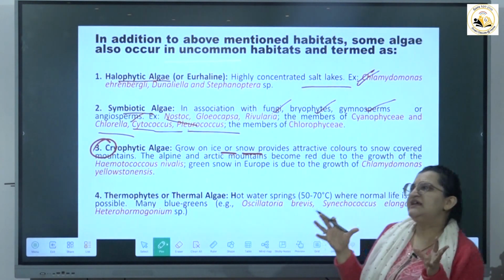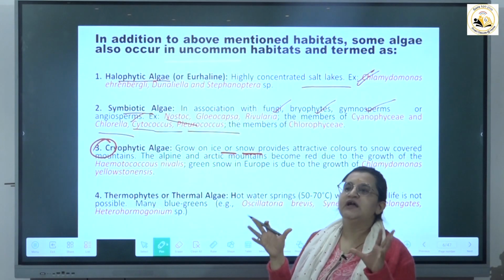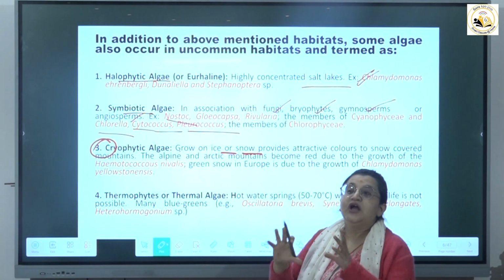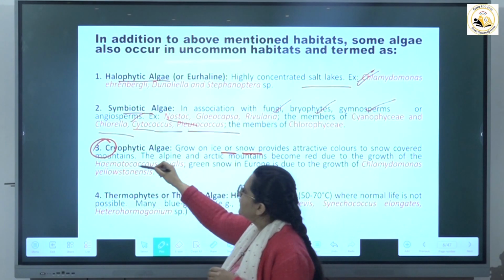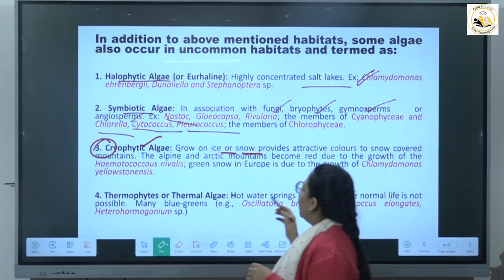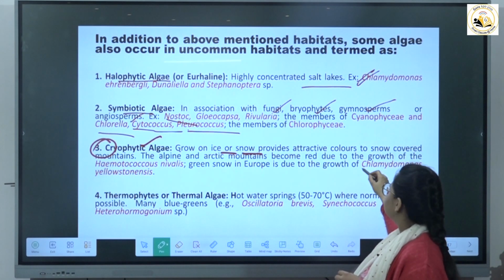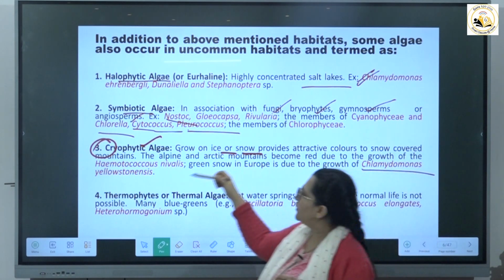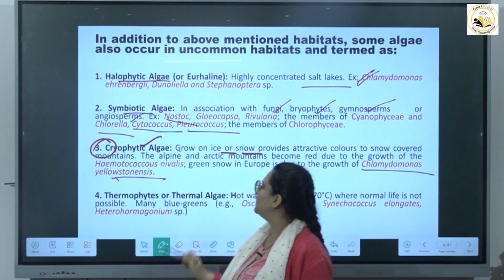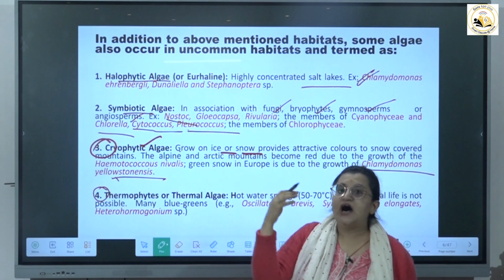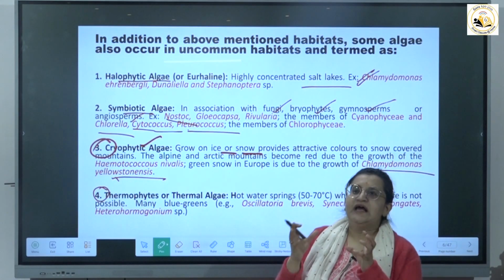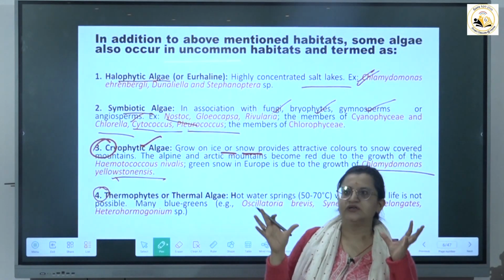If we go to the hill stations and see the different colors of the mountains, that is responsible for the cryophytic algae. Some examples are Chlamydomonas and Yellowstoniosis. And the fourth one is thermophytes, which are thermal algae, that is, they live in very hot temperature.